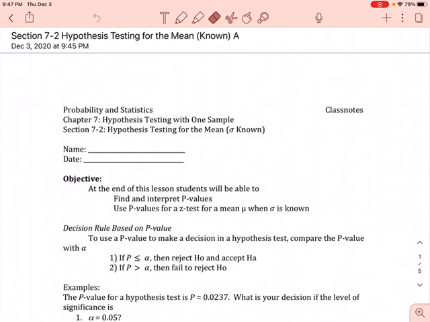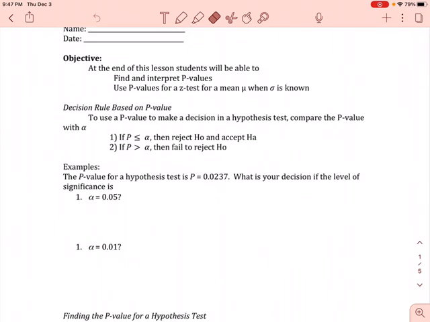Now remember, our rule is that if the p-value is less than or equal to alpha, which is given to us in a problem at this point, you're going to reject H sub O and accept H sub A. If your p-value is larger than alpha, you're going to fail to reject H sub O. We're not going to accept H sub A either. It's kind of like we need more testing before we can do anything. Now we're going to practice accepting or rejecting our H sub O based on the p-value.